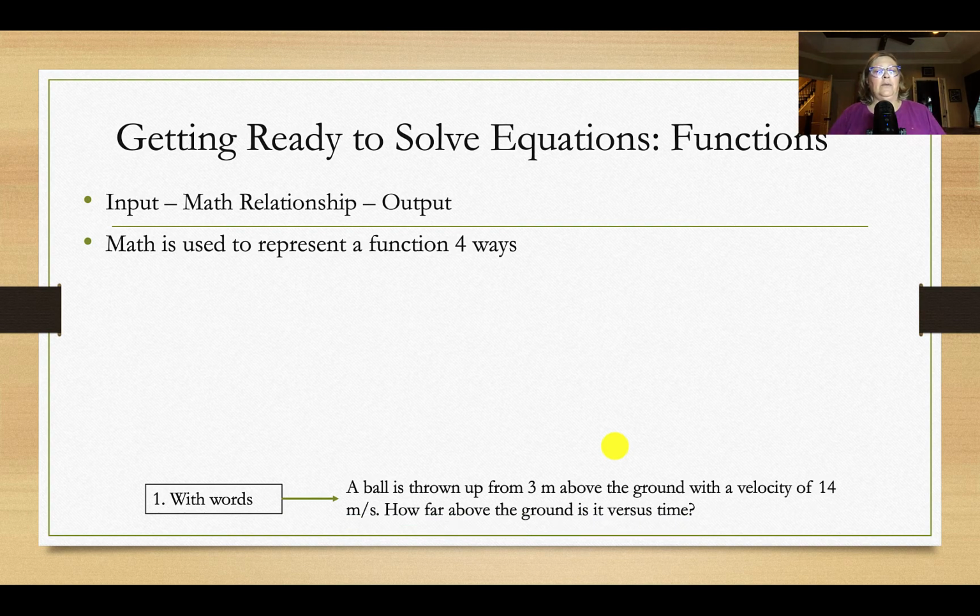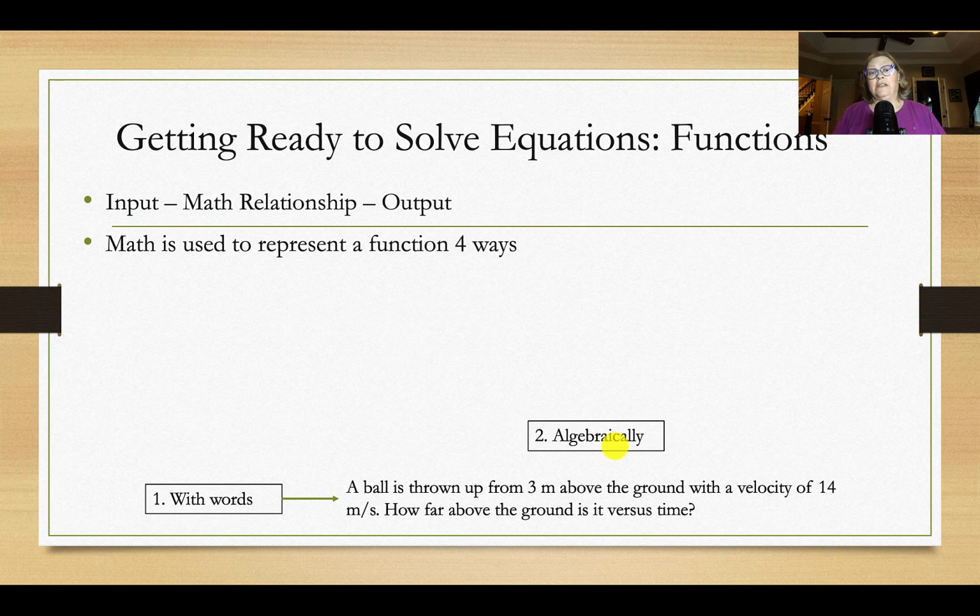So, for example, with words, let's say we have a ball that's thrown up, that we're standing 3 meters above the ground to begin with. It's thrown up from there with a velocity of 14 meters per second. How far above the ground is that ball versus time? Like maybe starting at time 0.